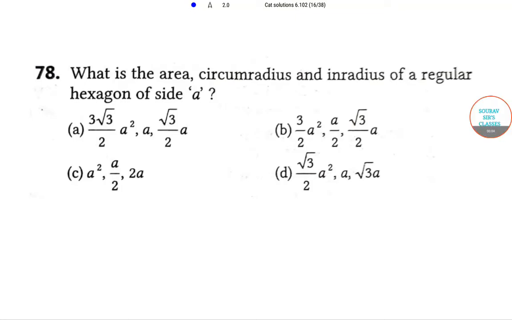The question is, what is the area, circumradius and inradius of a regular hexagon of side a? So, a hexagon is nothing but 6 equilateral triangles placed around a point.